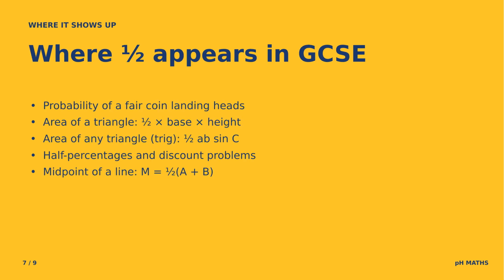Where a half actually appears in your exam: the probability of a fair coin landing heads is a half. The area of any triangle is a half base times height. The trig formula, area equals 1/2 ab sin C. Half percentage and discount problems. And the midpoint of a line is a half times the sum of the endpoints. M equals a half of A plus B. Half is absolutely everywhere on the higher paper.